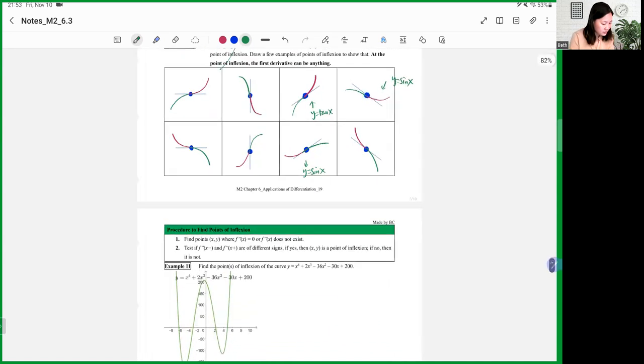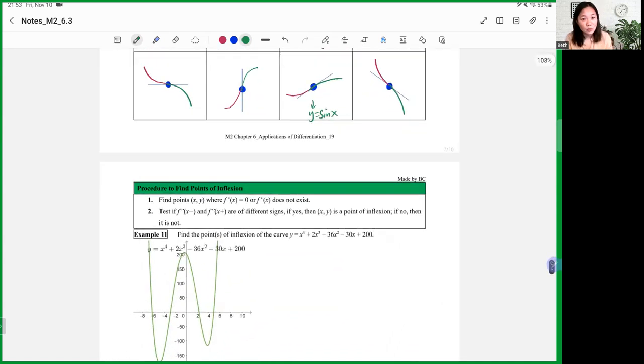Okay? Now, how to find the points of inflection? We will look for the change of concavity. So on the left is concave up, on the right-hand side is concave down. So we will look for the points where the second derivative equals 0 or undefined. Now, sometimes when the second derivative is undefined, it can also give me a change of concavity.